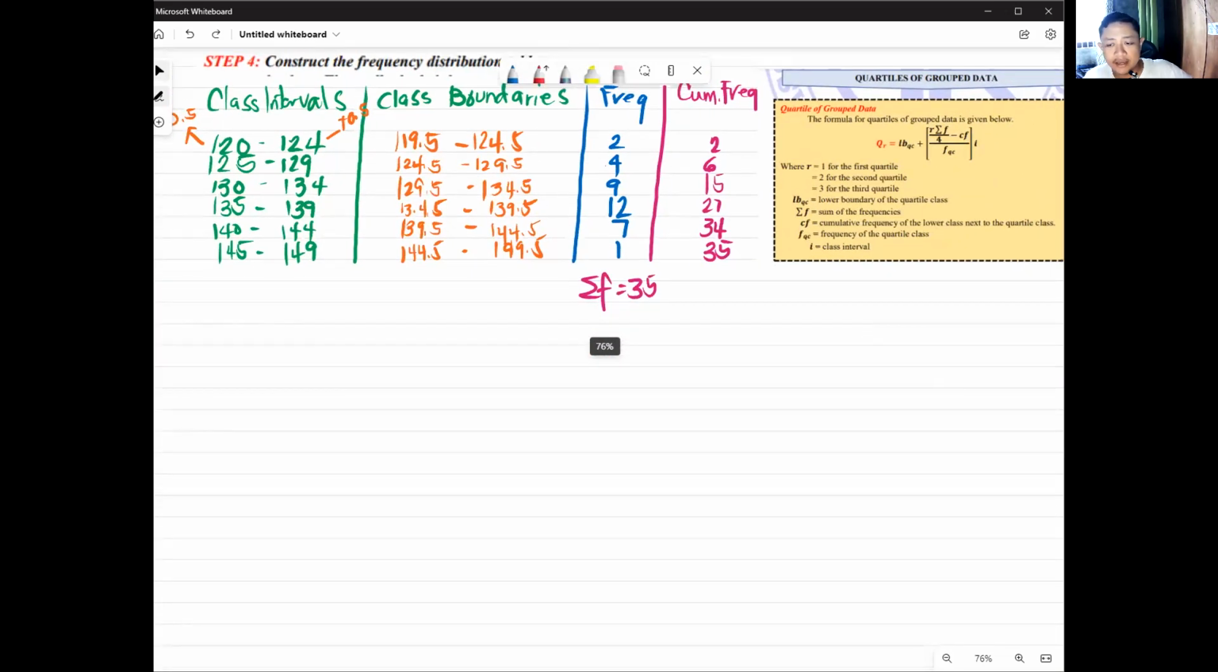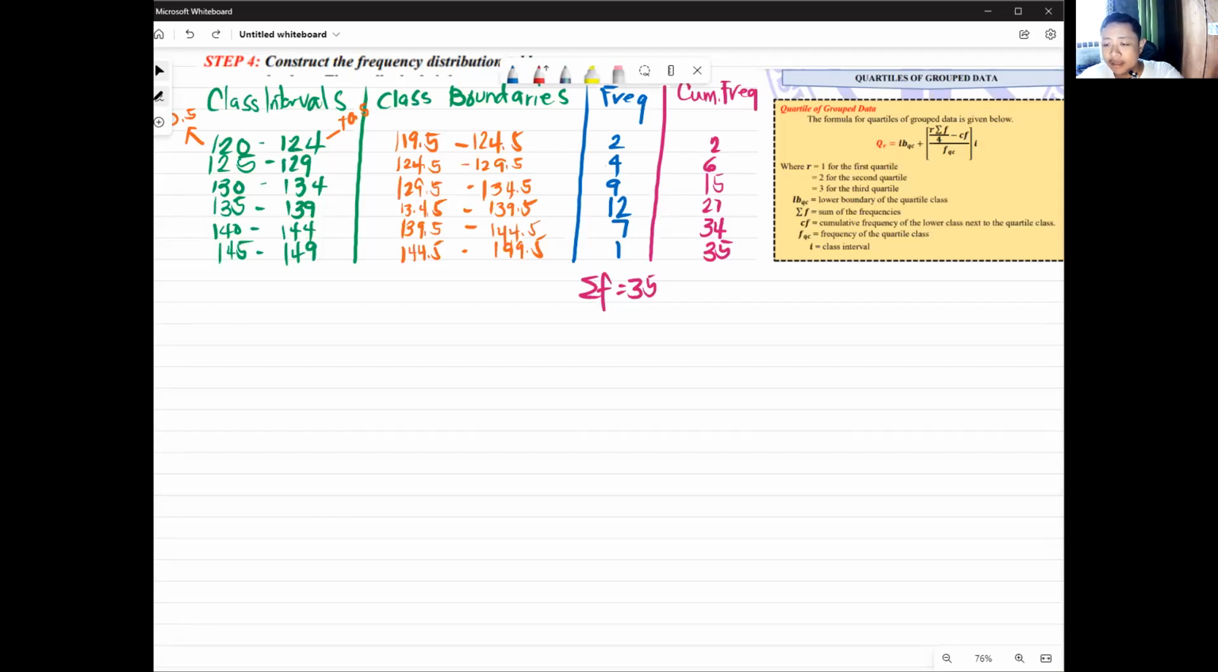First, of course, let's find R times the summation of the frequency divided by 4. Okay? Now, gagawin natin to. If we are looking for the first quartile, we will use R is equal to 1. If we are looking for the second quartile, we will be using 2 for the R. And if we are looking for the third quartile, then we will be using R is equal to 3. Okay? And what is our problem all about?